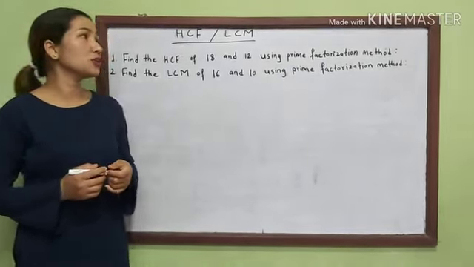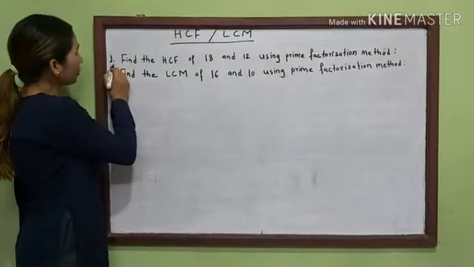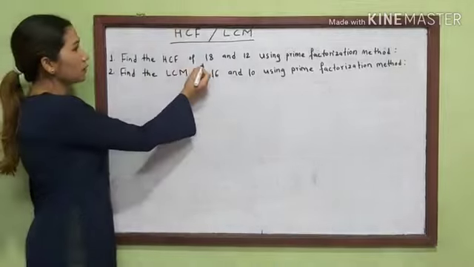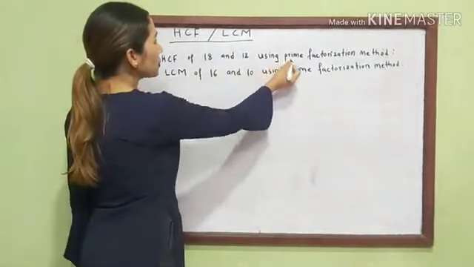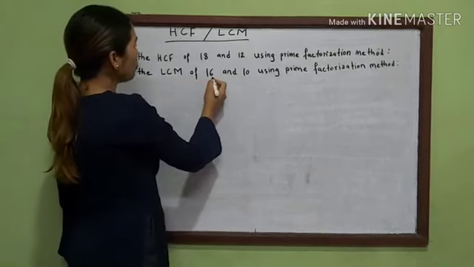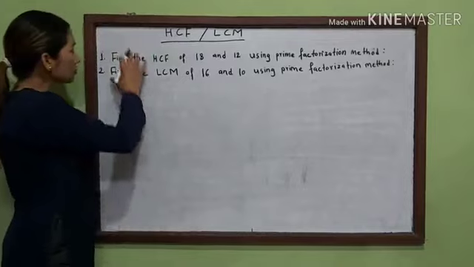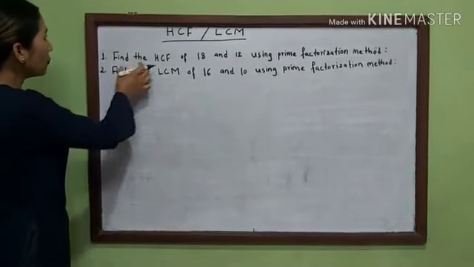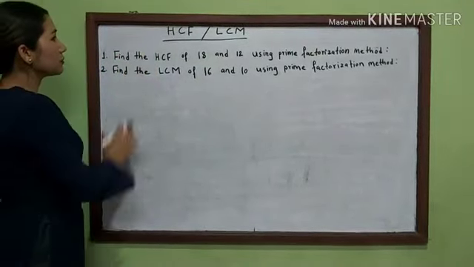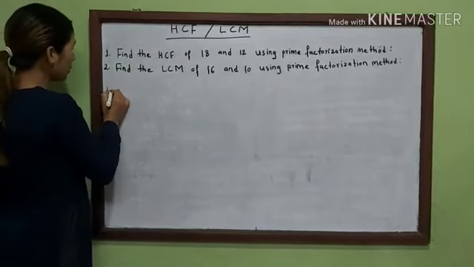Today we are going to solve the problems of H.C.F and L.C.M. Number 1, find the H.C.F of 18 and 12 using prime factorization method. And number 2, find the L.C.M of 16 and 10 using prime factorization method. These two questions were the homework of the previous video. Question number 1, I am going to solve this first.